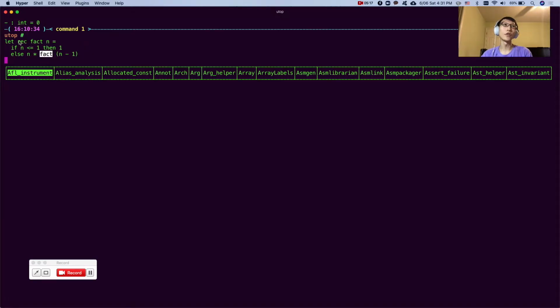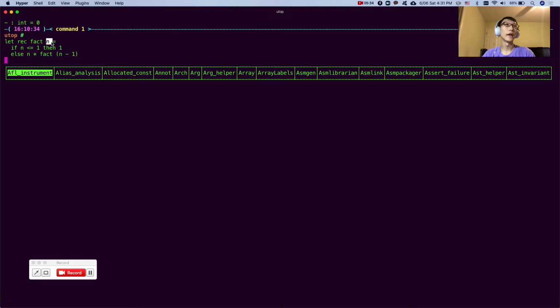So you can see that this is indeed a recursive function, where fact is calling fact itself on some different parameters. So this is why we need the rec keyword here. Fact is just the name of the function as we described. N is going to be the input to the function.